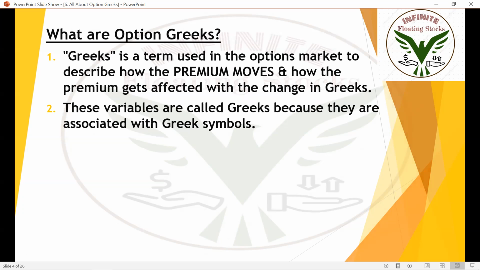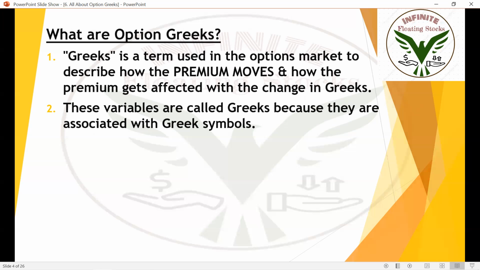So Greek is a term used in the options market to describe how the premium moves, and it also tells how the premium gets affected with the change in Greeks. I know most of the people are not understanding what Greeks are. No problem, you'll get everything once we start moving to other slides: what the different types of Greeks are and how they affect the premium.